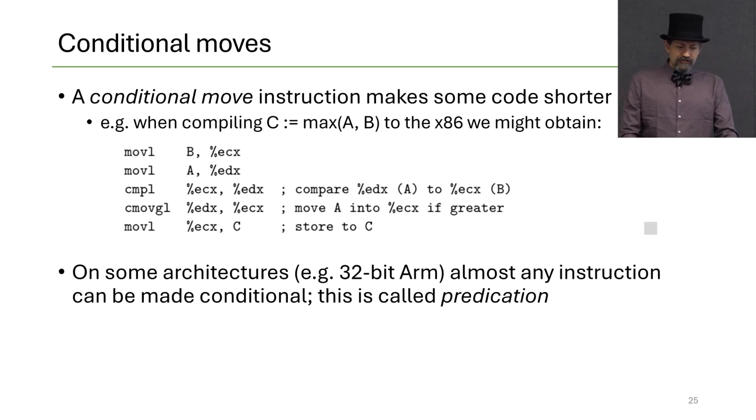Another thing that can be used for conditionals is a conditional move. So sometimes a conditional move instruction makes code shorter than if we tried to implement the same thing with conditional branches. So for example, what if we want to compute the maximum value of A and B and store it into C? Well, we could move B into ECX, move A into EDX. We can then compare ECX and EDX. That tells us which one is larger. And then if A, which is stored in EDX, is greater than B, then we'll move it into ECX. And then ECX will be the resulting value. We'll go ahead and store that in C.